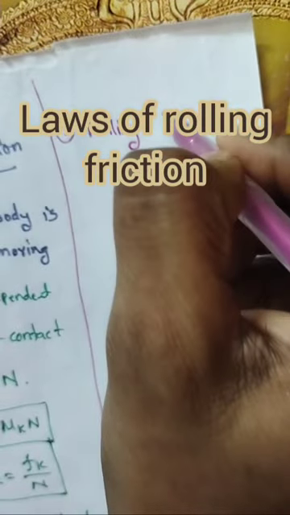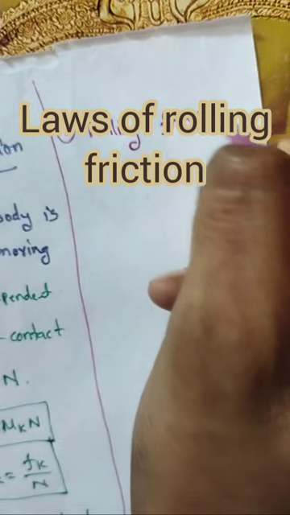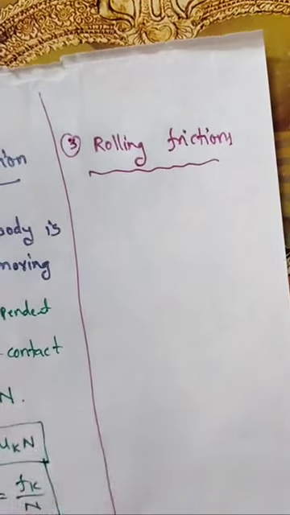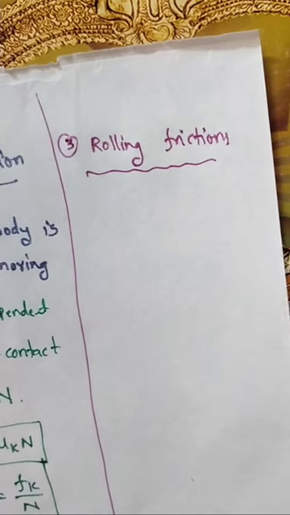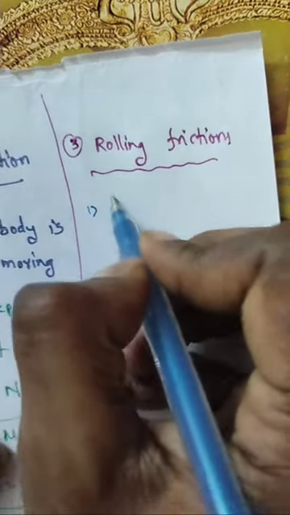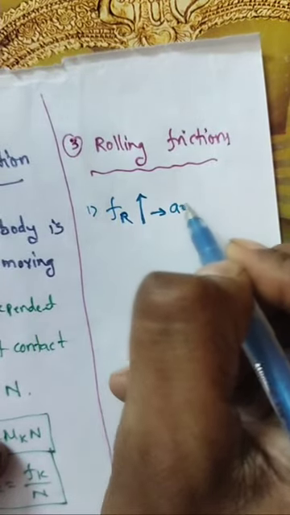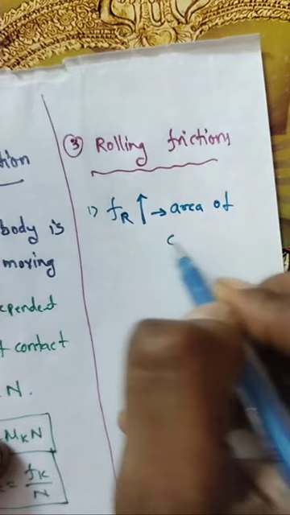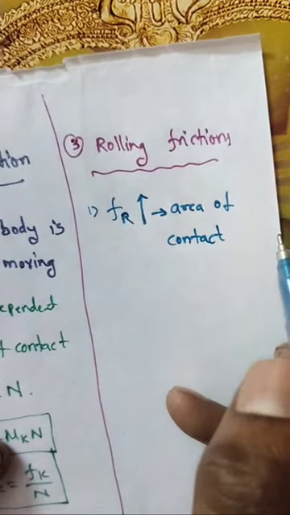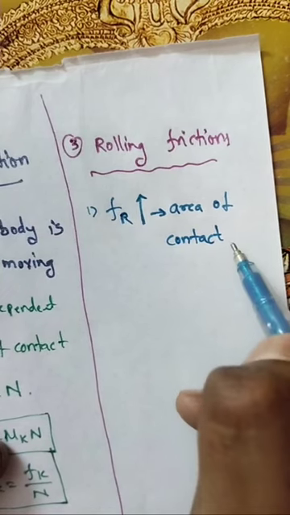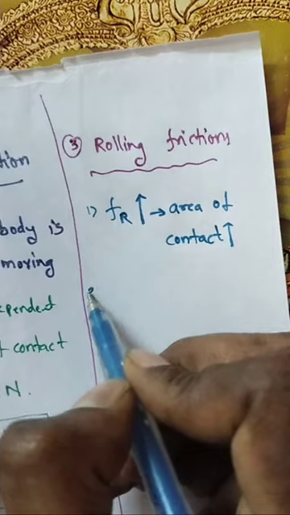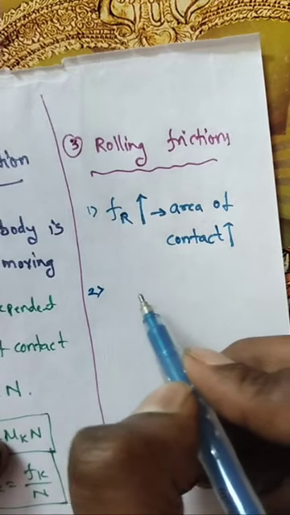And we know the third one, rolling friction. These are all our laws. First, rolling friction increases with increase in area of contact. And rolling friction is inversely proportional to radius.